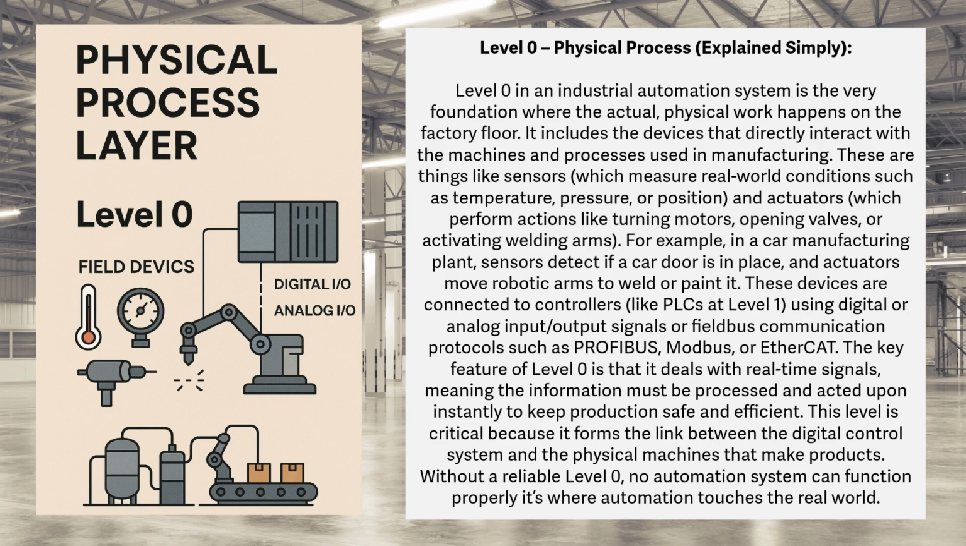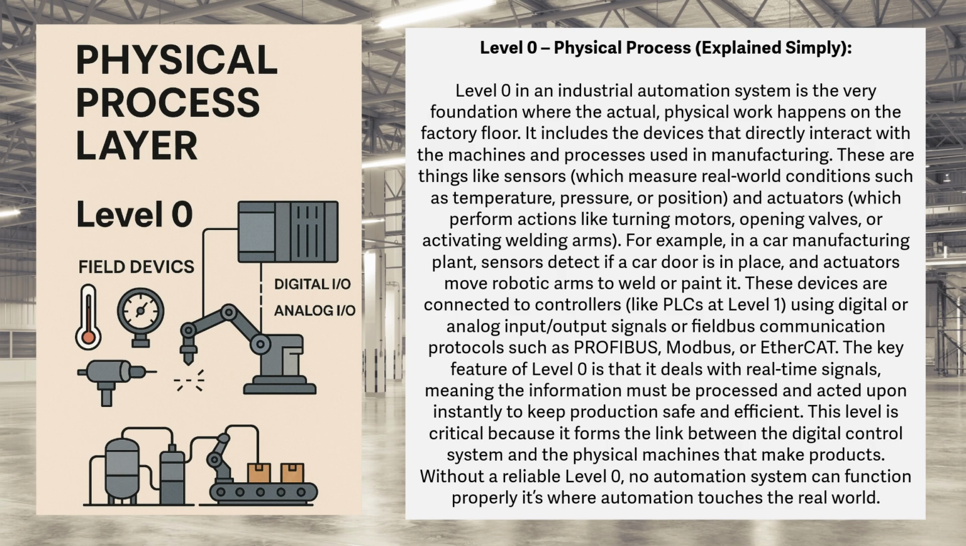For example, in a car manufacturing plant, sensors detect if a car door is in place, and actuators move robotic arms to weld or paint it. These devices are connected to controllers, like PLCs at Level 1, using digital or analog input/output signals or Fieldbus communication protocols such as Profibus, Modbus, or EtherCAT.